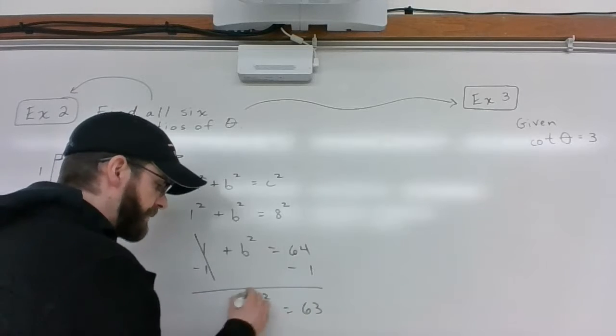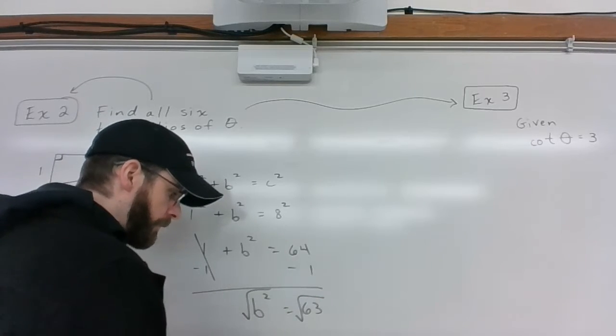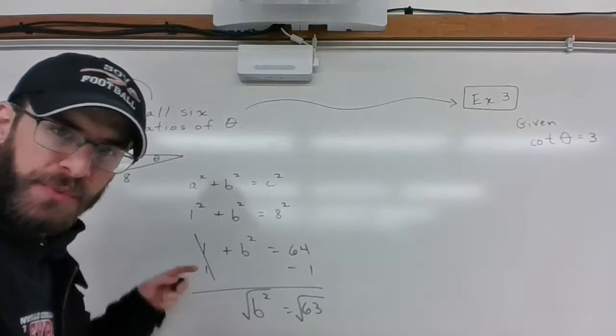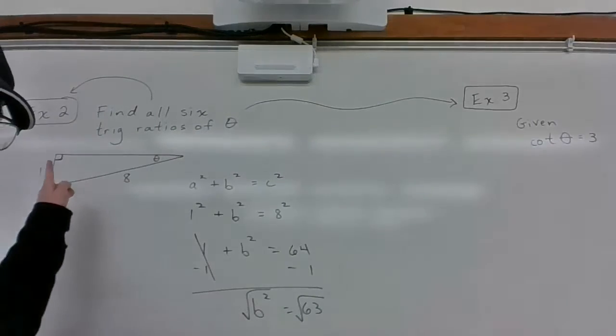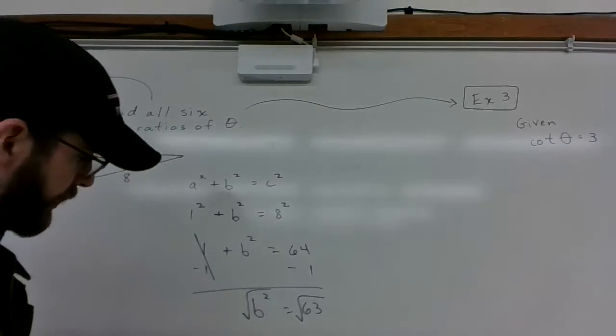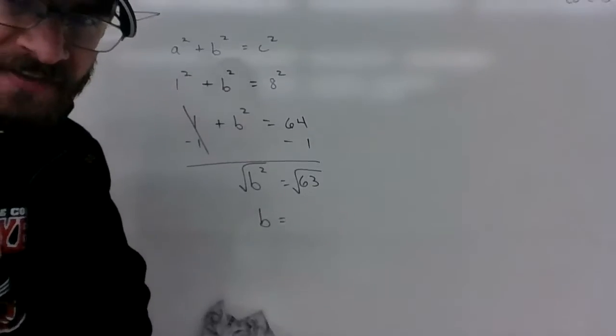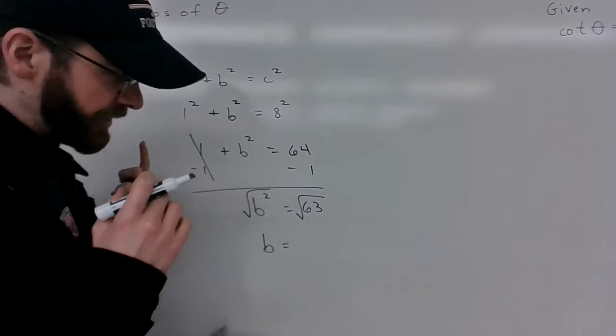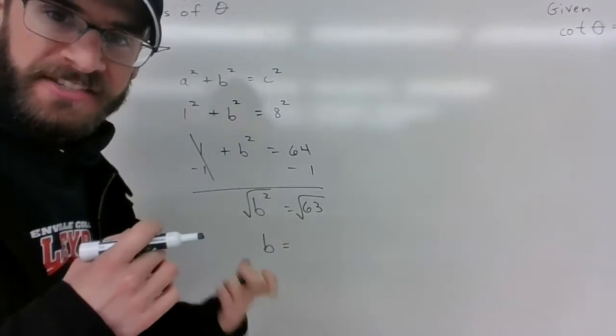Square root both sides. Remember, we're disregarding the negatives when you square root both sides because we're talking about the length of a side of a right triangle, and we're not really dealing with negatives in that scenario. So what we want to do is simplify root 63.